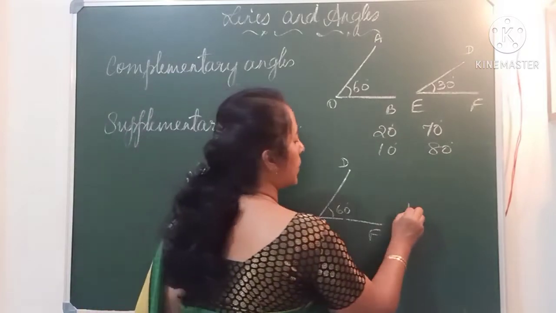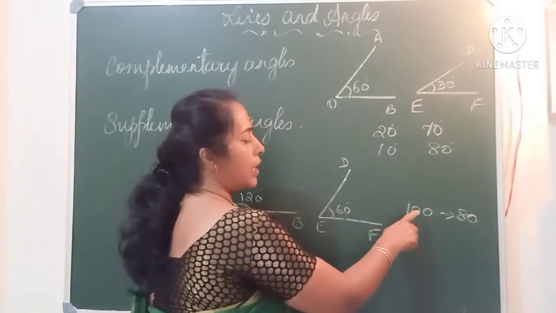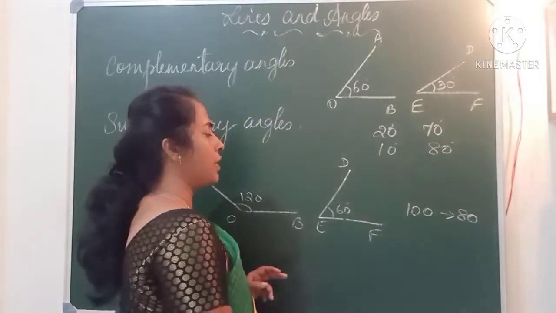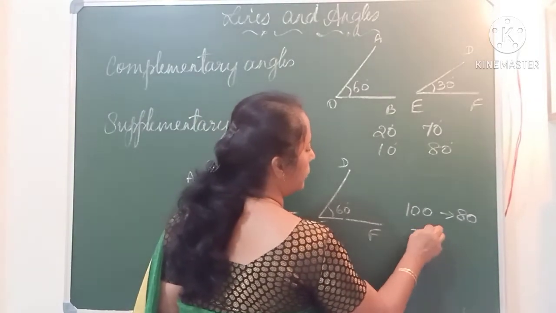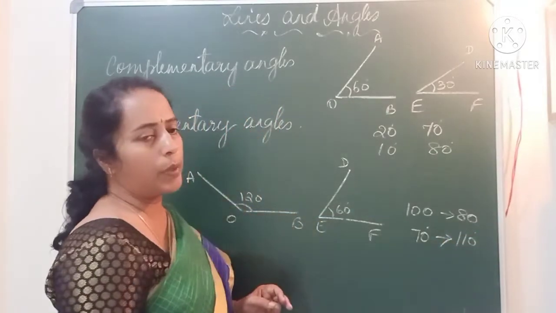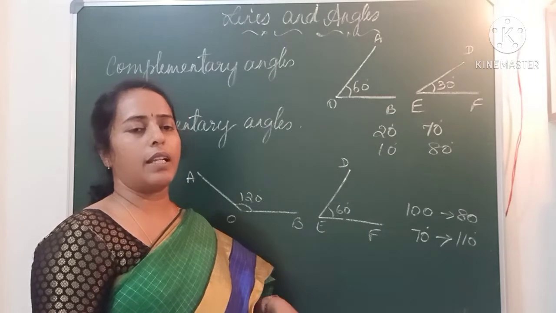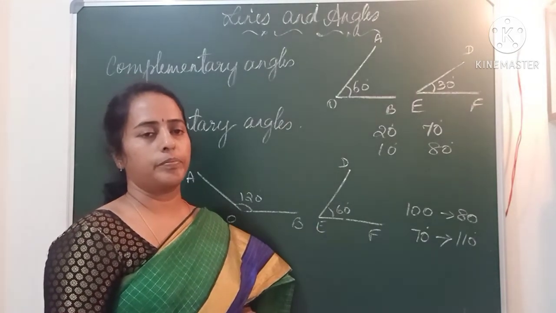So what is the supplementary angle of 100 degrees? 80. You have to subtract the given angle from 180 to get the supplementary angle of the given angle. So what is the supplementary of 70 degrees? That is 110 degrees. So if they ask to find the supplementary angle, you have to subtract the given angle from 180 degrees.